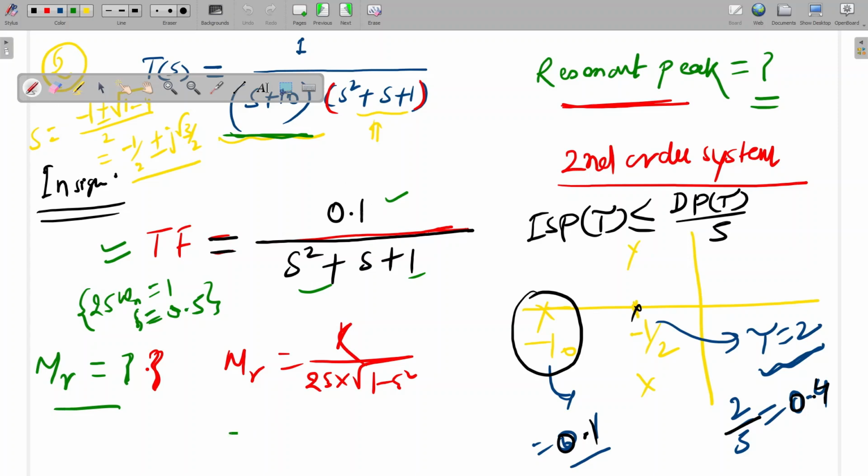So K value is 0.1 divided by 2 into 0.5 into 1 minus 0.5 square, which is equal to 0.1154. Is it clear to all?